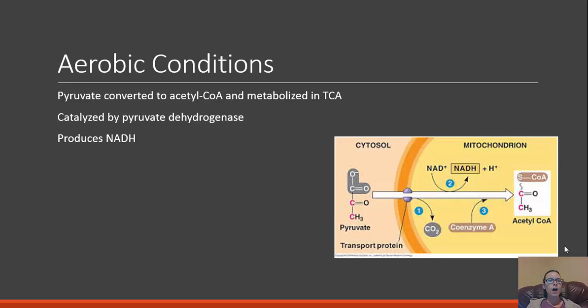Under aerobic conditions, the pyruvate enters the mitochondria and is converted to acetyl-CoA to go on to the TCA cycle. This reaction is catalyzed by pyruvate dehydrogenase. This makes sense because we are taking the hydrogens from the pyruvate and adding them onto NAD, so this is being dehydrogenated. And this is an energy producing step.